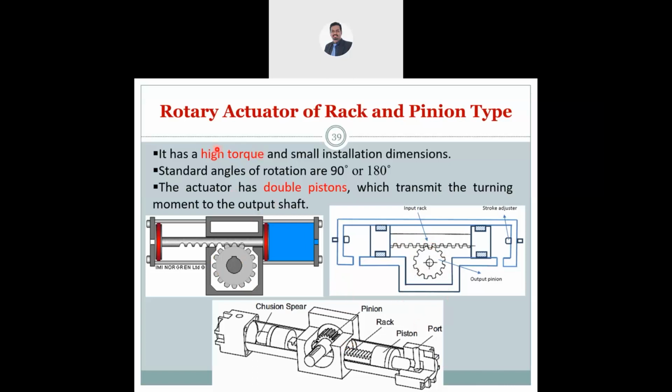Okay, so similarly, in pneumatic you can do this. So you can have a standard rotation angle of 90 to 180. So when you rotate this, your piston will move. Okay, so with rack and pinion type rotary actuators, you are converting a rotary movement to linear.